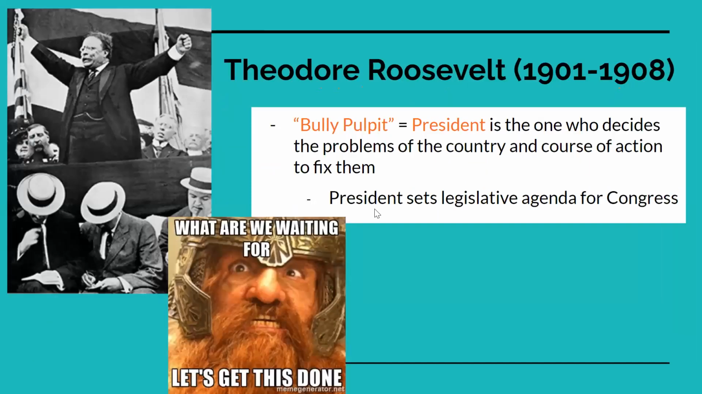Okay, and then we'll look at the 3 progressive presidents. And so I started off by saying that Teddy Roosevelt firmly believed that it was the president's prerogative to dictate what progressive reforms Congress should be legislating and focusing on, which is known as the bully pulpit ideology.